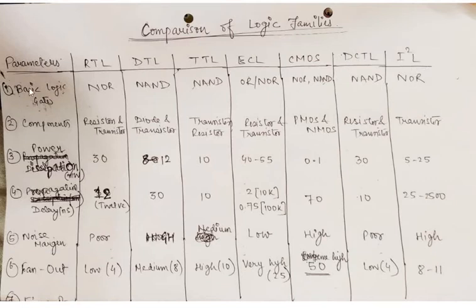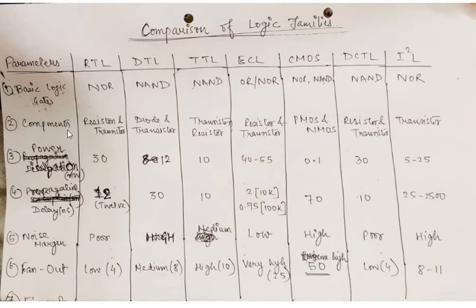Okay, so the first parameter is basic logic gates. What are the basic logic gates which can be drawn using all these logic families? RTL uses NOR, DTL uses NAND, TTL is NAND, ECL has OR and NOR operation. CMOS has NOR and NAND both operations. Then in DCTL we have NAND, and I square L uses NOR. This is the basic logic gate for all these logic families.